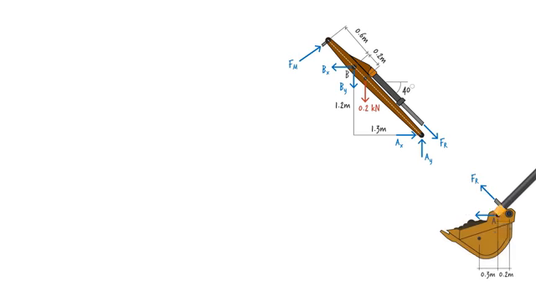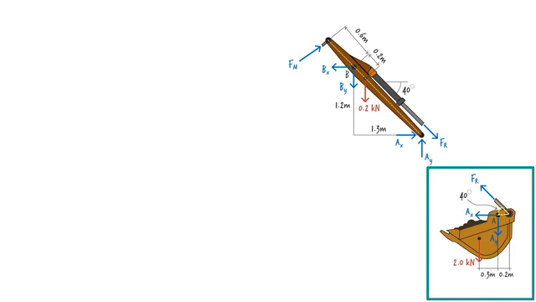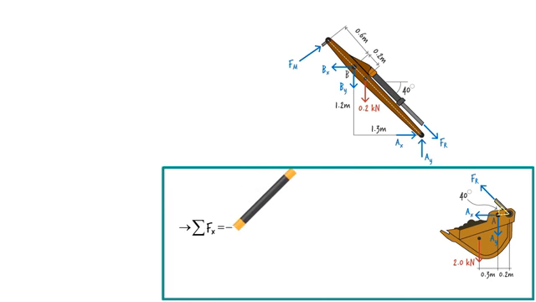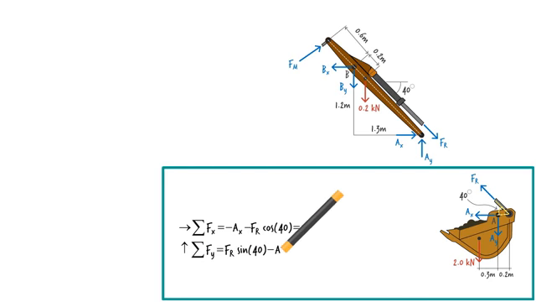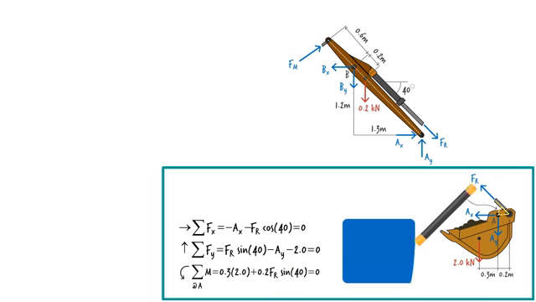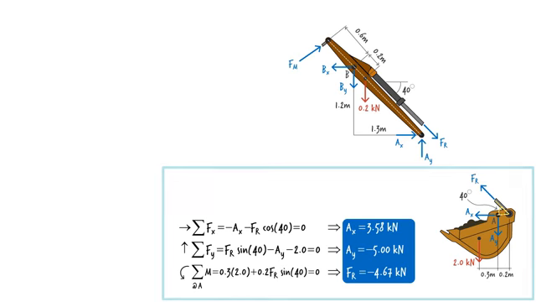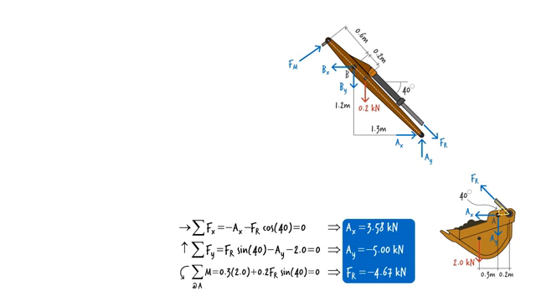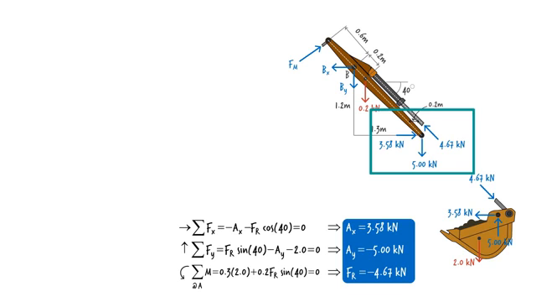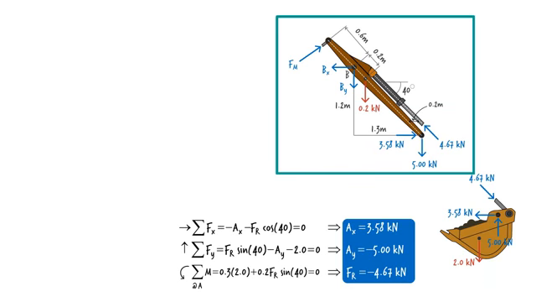Let's use the free body diagram for the shovel. It shows 3 unknown forces only, so we can solve for them using the equilibrium equations. They are solving the last equation for FR, we get, then from the second equation we get AY, and the first equation gives us AX. Let's update the free body diagram for the link by substituting the computed values for variables FR, AX, and AY. Now we can easily calculate the remaining 3 unknowns using the equilibrium equations for the link.